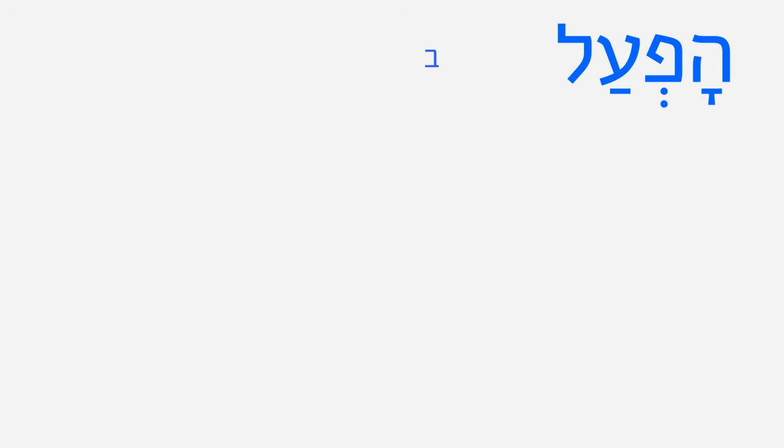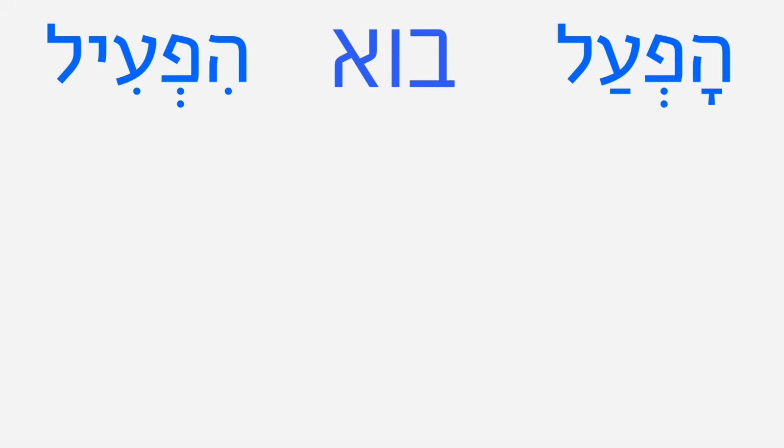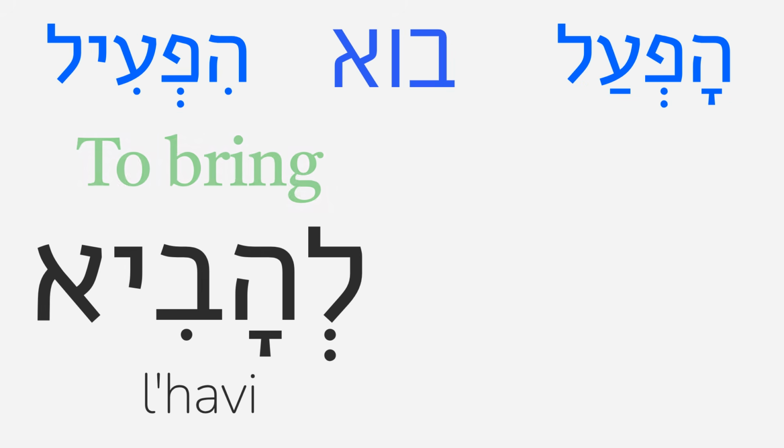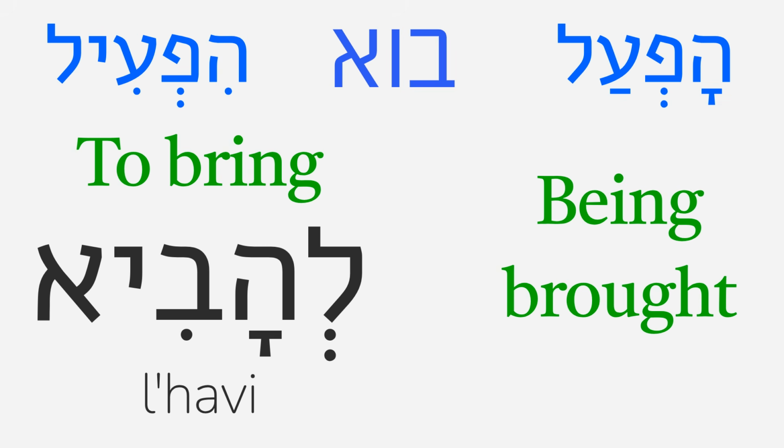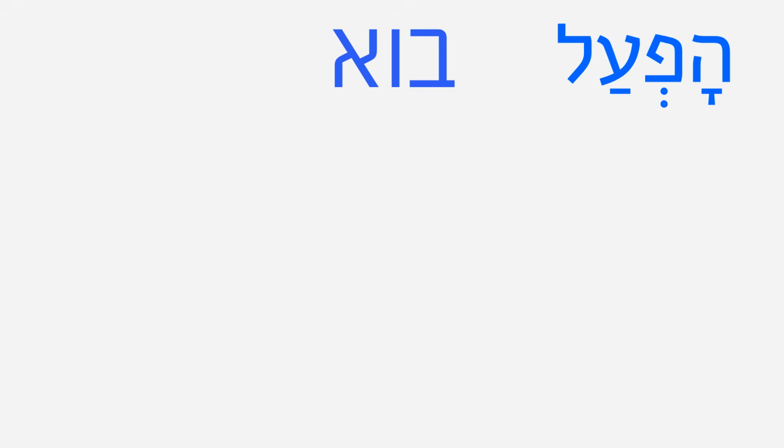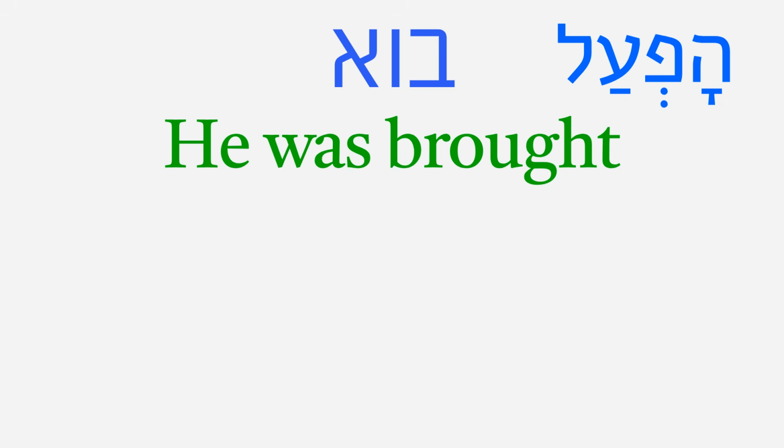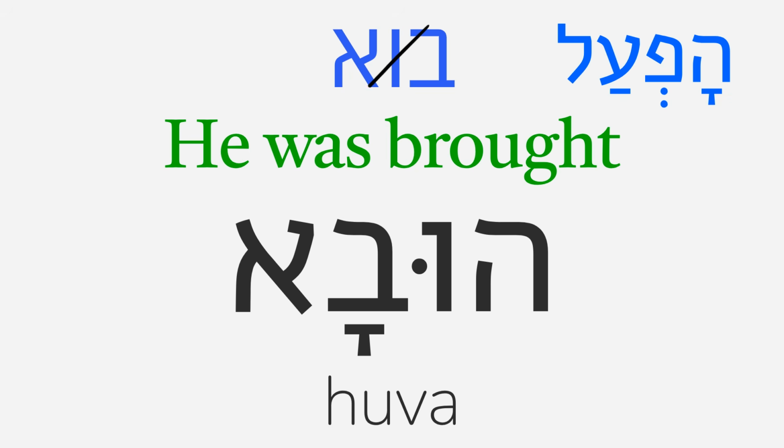Hofal verbs will also be irregular if their second root letter is a vav or yod that acts as a vowel. In the Hifil, the root bet vav aleph makes the verb lahavi, to bring. That means its Hofal counterpart will mean being brought. The past tense verb he was brought is huva, which does not show the second root letter vav, and the vowel after the he prefix is always an u vowel spelled with a vav with shuruk.